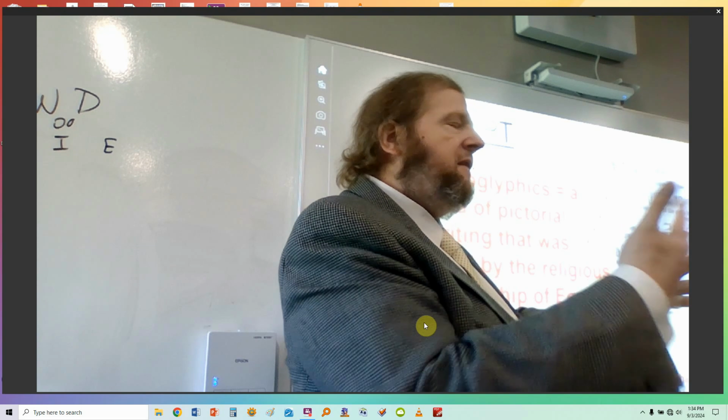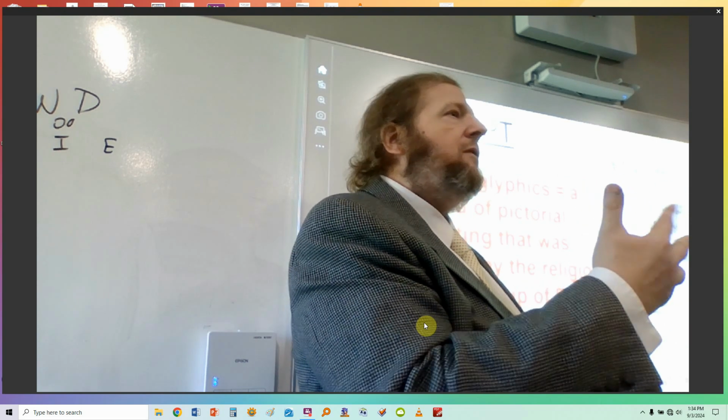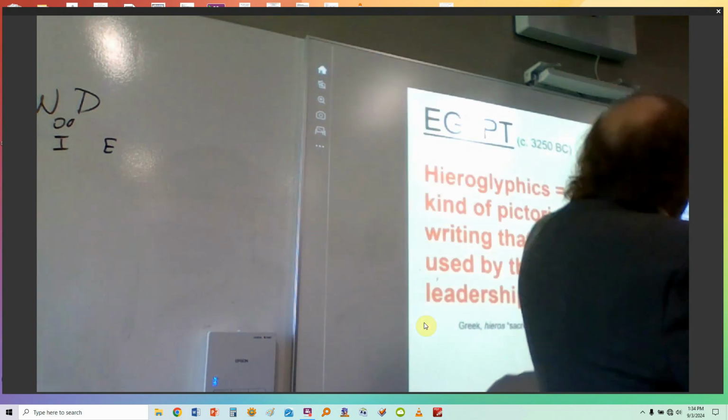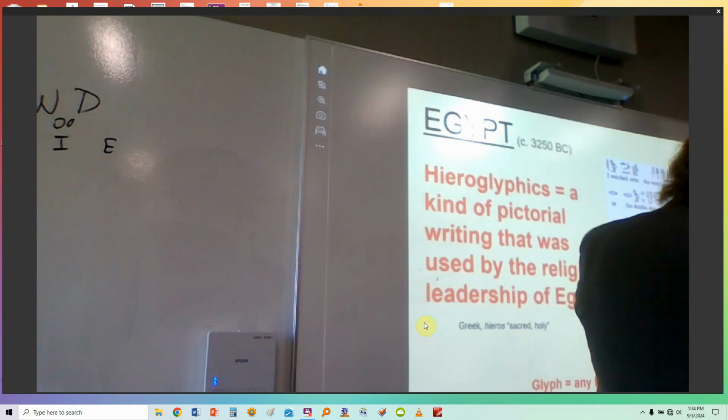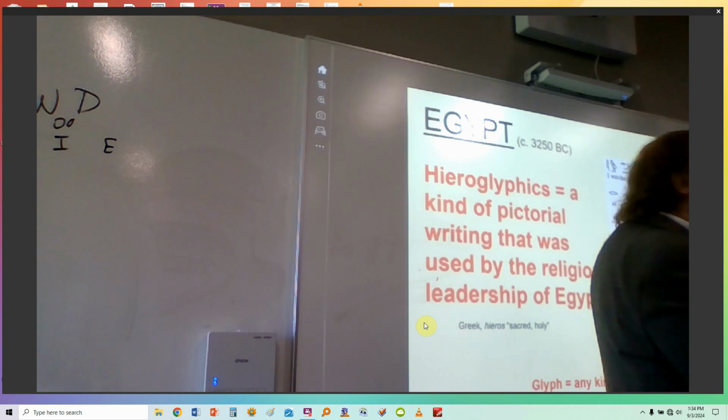It wasn't just a representation of a concept. It was the concept itself. It wasn't just a picture of a bird, a representation of the concept bird. It was the bird. It's kind of a weird thing to think about, but that's why Egyptian hieroglyphics became extremely complicated. They started making thousands and thousands of different ones to represent every possible concept.